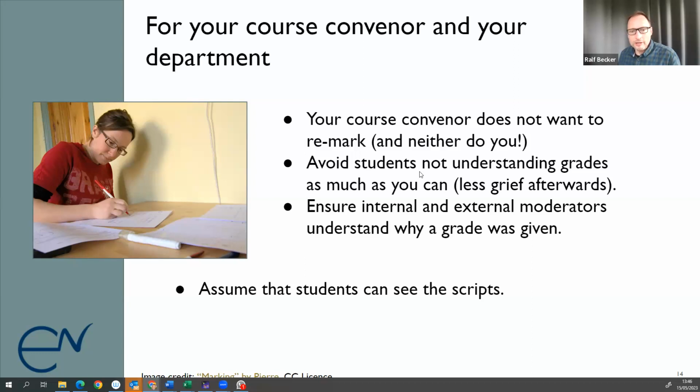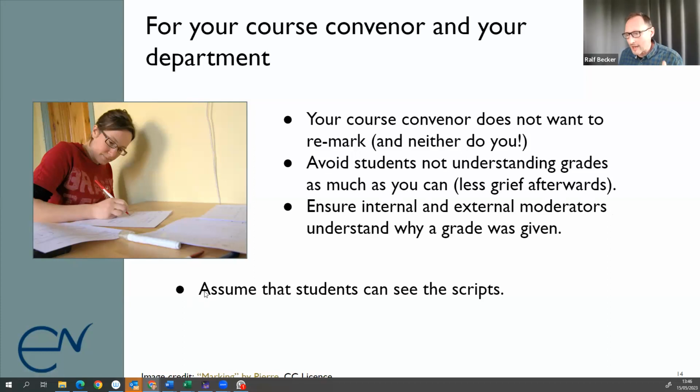We want to avoid students not understanding why they get grades, because if students don't understand grades, then again, that means more work afterwards for you or for your colleagues. We want to make sure that internal and external moderators think about the scheme we've thought out before, understand why a grade was given, and of course, we want the students to understand that. And that's a little bit what Alessia pointed out before.